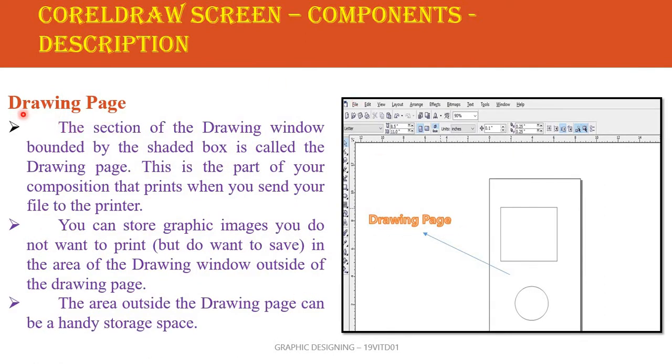Drawing page. Next, what is the drawing page? The section of the drawing window which is bounded by a shadow box is referred to as the drawing page. This is part of our CorelDraw screen. In this drawing page, we can include any graphical image or draw any objects by using these tools. All appear in the drawing page. The objects which appear in this drawing page are the only ones that go to the printer. So the area outside the drawing page is simply a handy storage space.